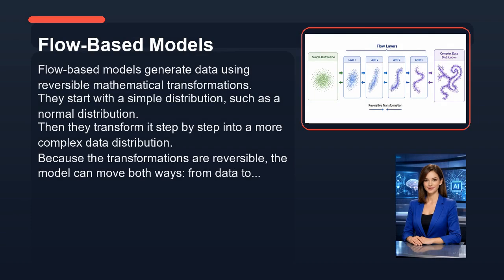Now let's look at flow-based models. Flow-based models generate data using reversible mathematical transformations. They start with a simple distribution, such as a normal distribution. Then they transform it step by step into a more complex data distribution. Because the transformations are reversible, the model can move both ways, from data to latent space and from latent space to data. Flow-based models are useful when we need exact probability calculations. They are less commonly discussed than GANs or diffusion models, but they are important in advanced generative modeling.